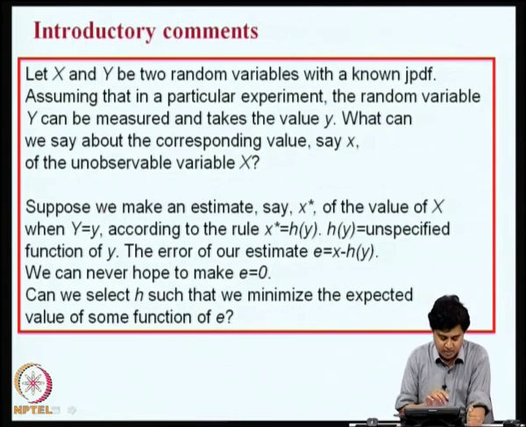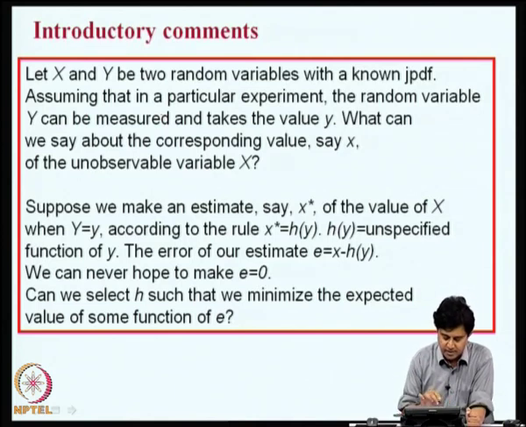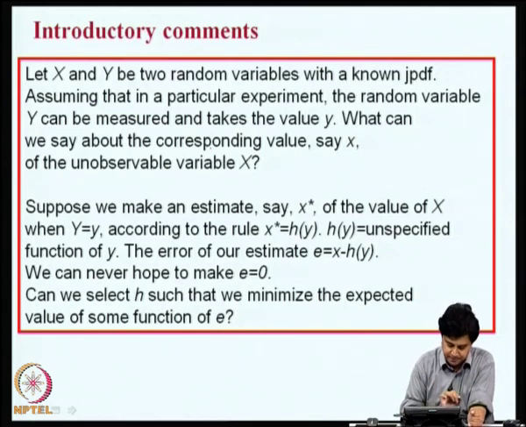So, let us consider a simple problem. Let X and Y be two random variables with a known joint probability density function. Assuming that in a particular experiment the random variable Y can be measured and takes the value small y, the question is, what can we say about the corresponding value, say small x, of the unobservable variable capital X? So, capital X is a hidden variable, and we observe Y with a primary interest to understand X. The choice of Y, which quantity to observe, must be carefully made, and this Y should be well correlated with this X, only then can we draw suitable inference about X.